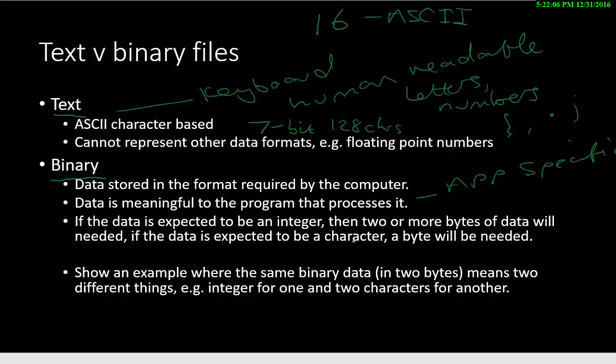A good way of understanding this is to actually have a look at an example where the same binary data represented in two bytes could mean two different things. For example, it could mean two 8-bit characters, or it could mean an integer, which are very, very different things altogether.